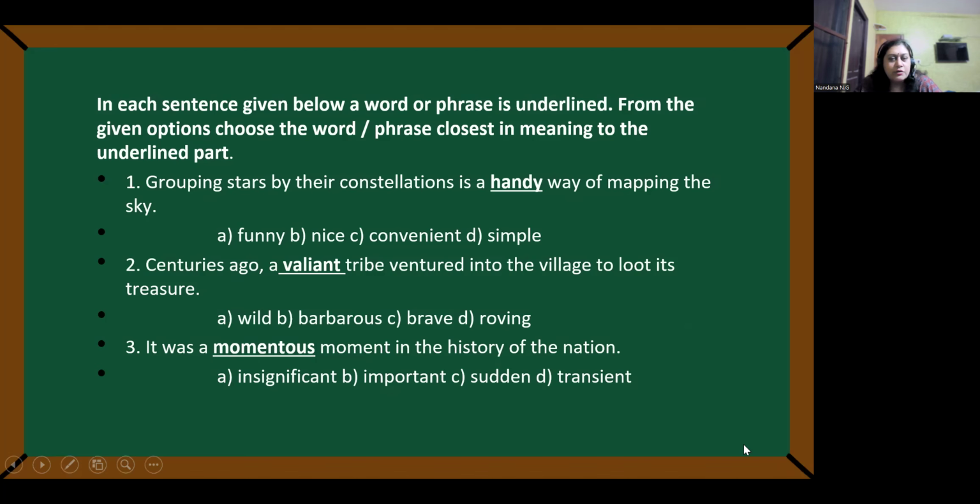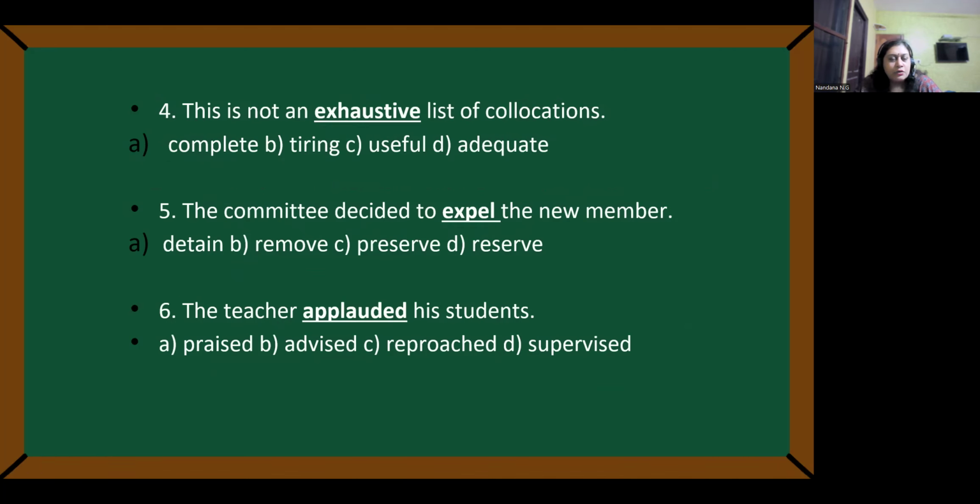This is not an exhaustive list of collocations. So the answer is exhaustive means complete. Synonym. The committee decided to expel the new member.